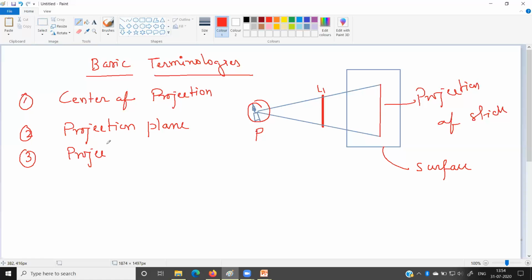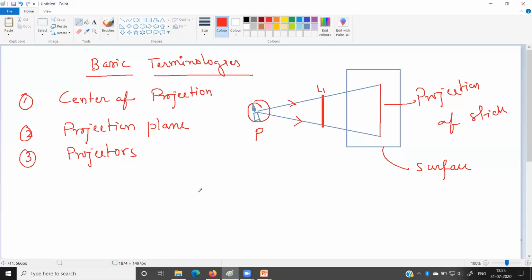Clear? Now the third one is called the projectors. What are the projectors? Here in this example, you can see those light rays are coming from this candle and are obstructed by the stick. Those light rays are called the projectors. In graphics, projectors are the lines that emerge from the center of projection and hit the projection plane. Here you can see those lines are coming from this candle and hitting the projection plane. So these two lines are called the projectors.